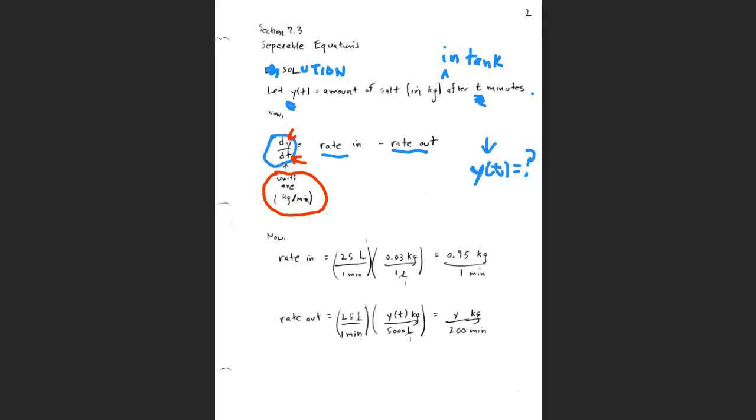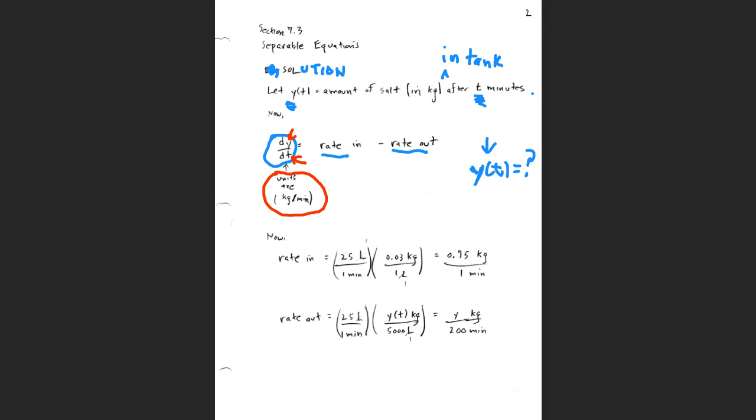So you have salt coming into the tank at a certain rate because of the briny solution entering the tank. And at the same time, the tank is being stirred or mixed. And when you drain the tank, you have salt that leaves the tank also. So rate in minus rate out would be the model for this differential equation. Now, what would the rate in be?